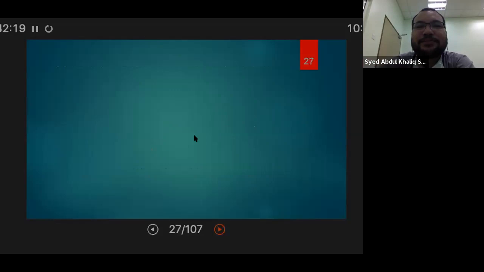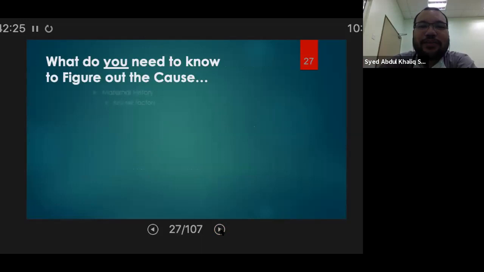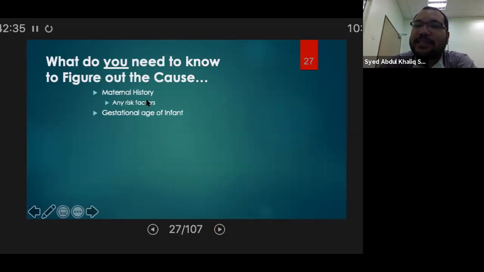What do you need to know to figure out the cause? Basically we need to look at the maternal history, if there's any risk factor, and the gestational age of the infant. For example, maternal history ni, contohnya macam GDM, gestational diabetes mellitus.